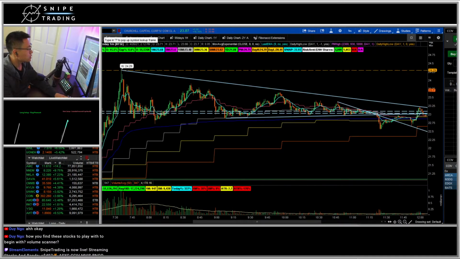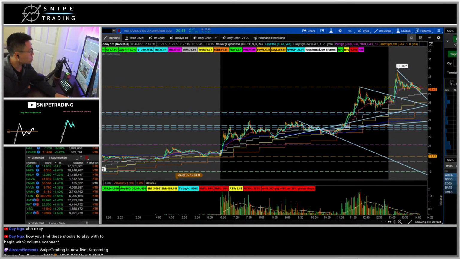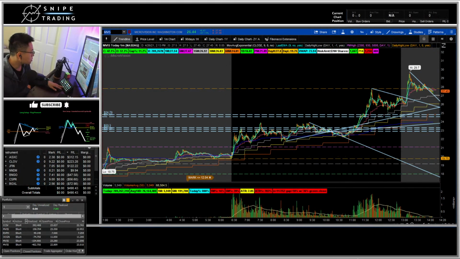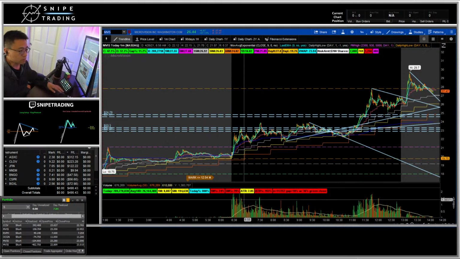So MVIS, I had 3 trades on this, 2 losers. Let me go back to my chart. So 3 trades on this. CCIV was a $392 win. MVIS, I took 3 trades, a $200 win, $150 loss, and a $400 loss. And I'll go over that.